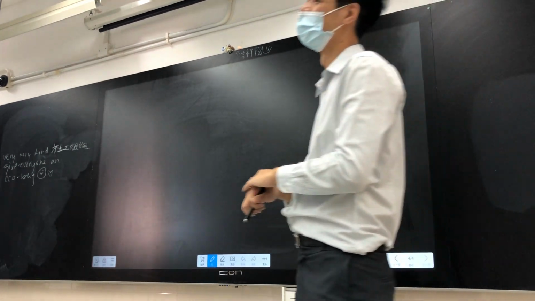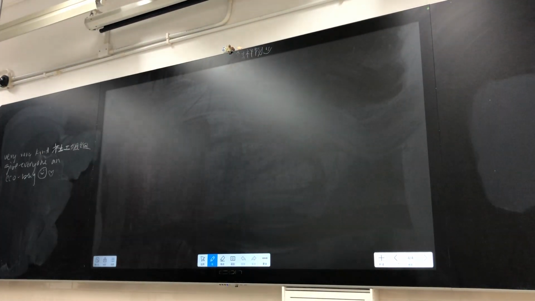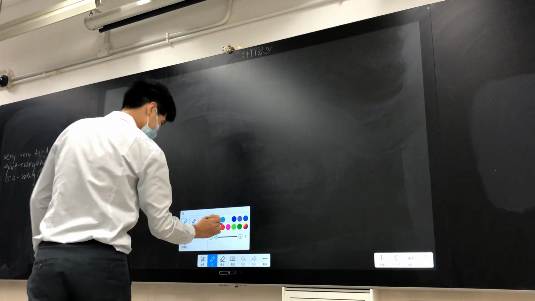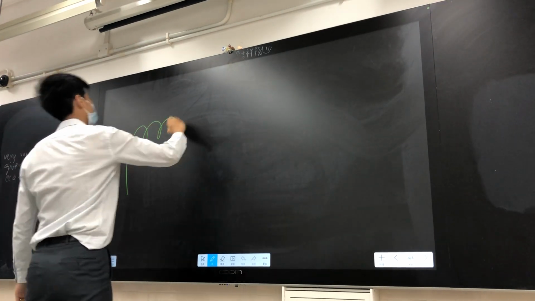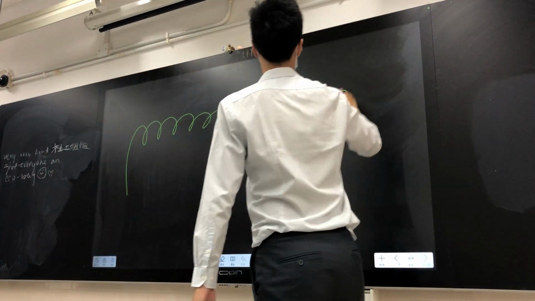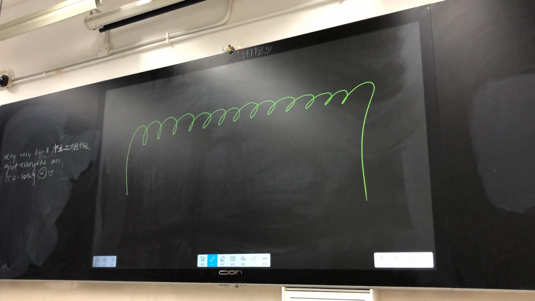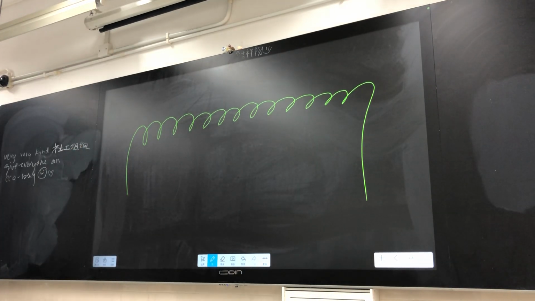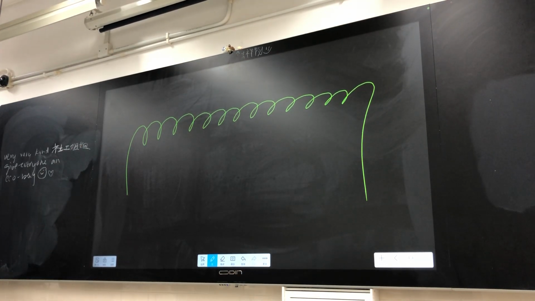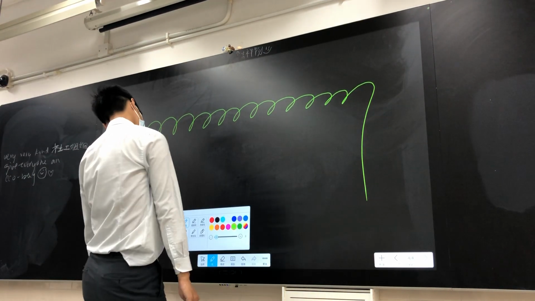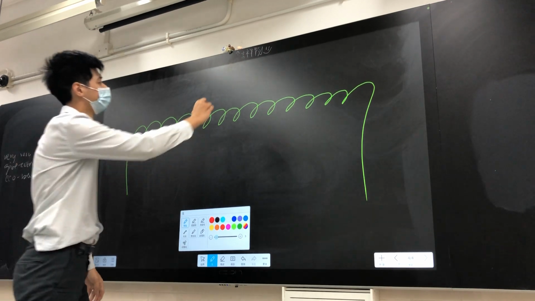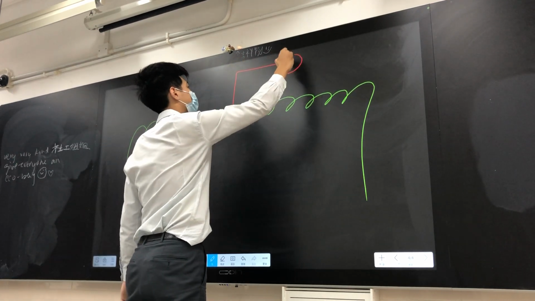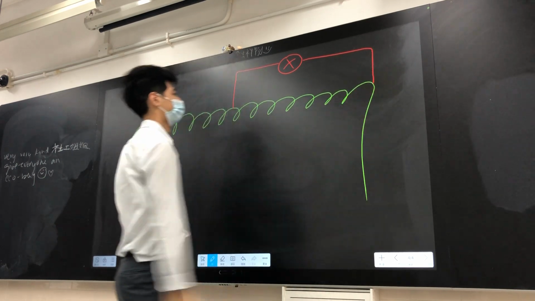Okay, so this is another case. You have a variable resistor like this. So one of your classmates connects the light bulb like this.